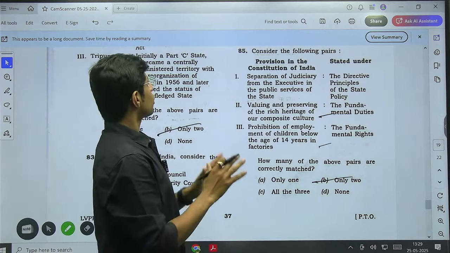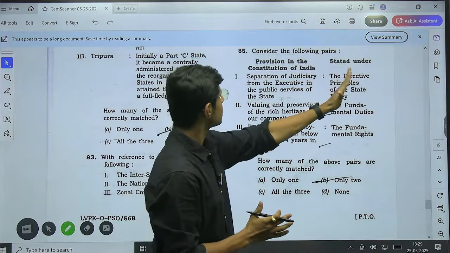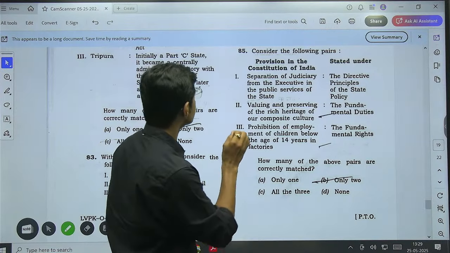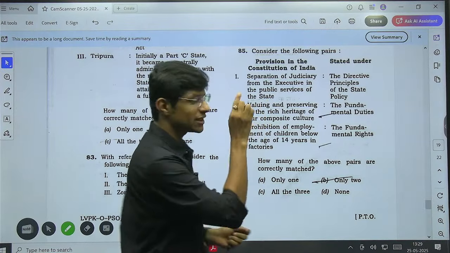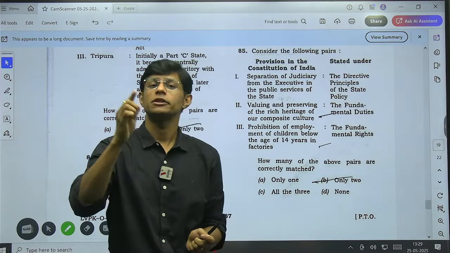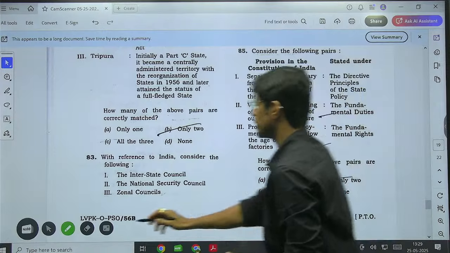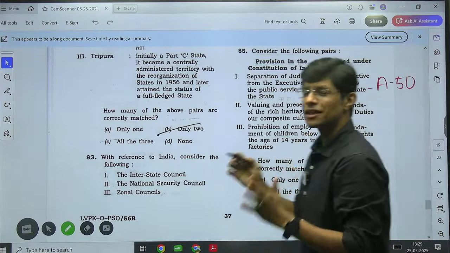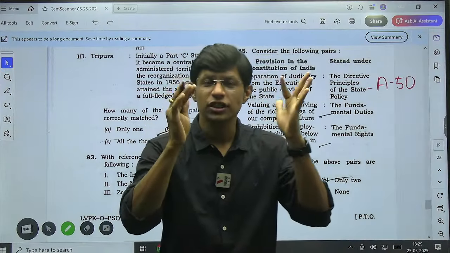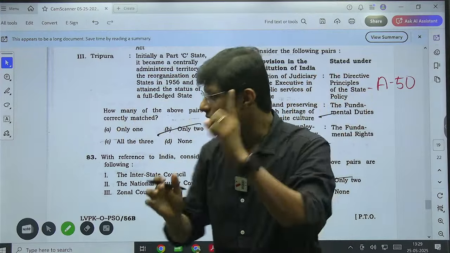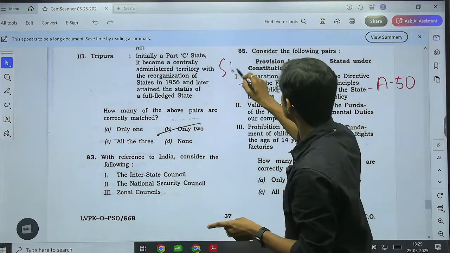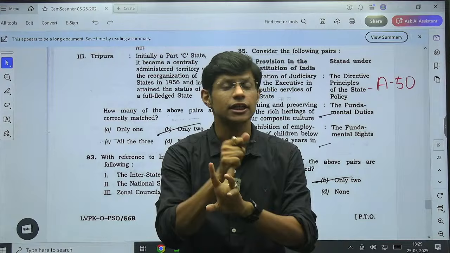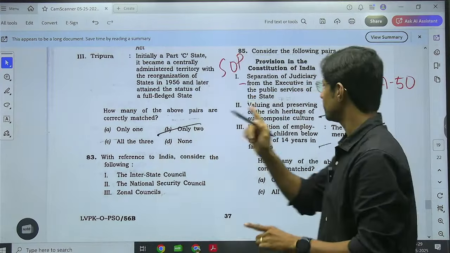Okay, so consider the following pairs, provisions and the parts under which they are stated. Separation of judiciary from the executive in the public services of the state, the directive principles of state policy. Yes, this is mentioned under the directive principles of state policy, Article 50 of the Indian Constitution, which mandates that there has to be a separation of judiciary from executive. This provision talks about the separation of power principle between the legislature, executive and judiciary. So this is a part of DPSP.